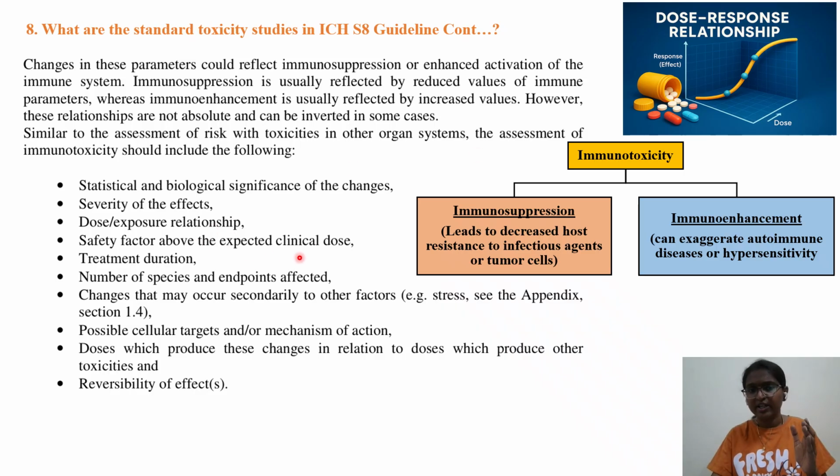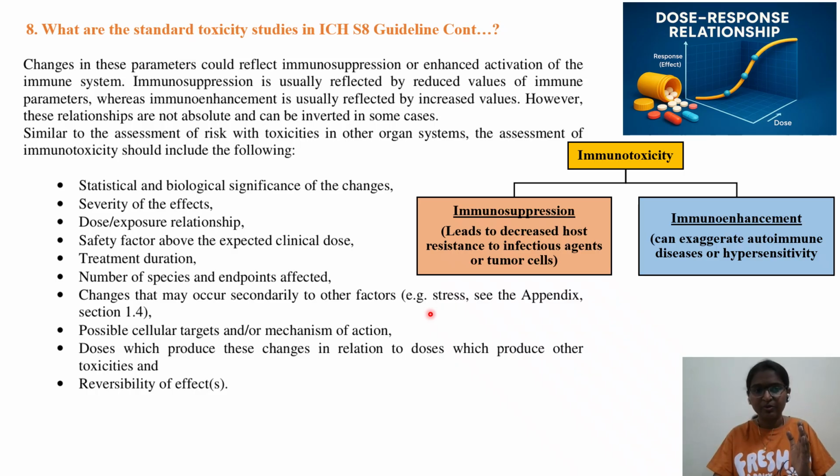Safety factor above the expected clinical dose. Treatment duration, whether it is 4 weeks or 2 months or 3 months. Number of species and endpoints affected. As I told you, in a group, if you are taking 6 per sex per dose or 10 per sex per dose, how many animals are showing the effect, how many are odd numbers, those things you have to check. Changes that may occur secondary to other factors, like stress. As I told you, towards the end of the guideline, an appendix will be there.